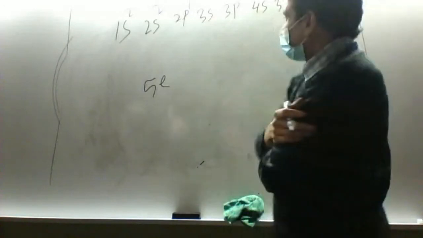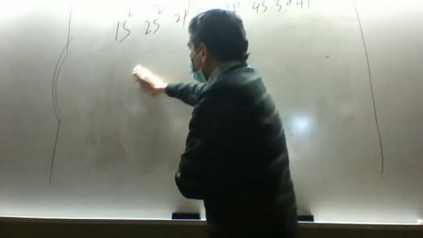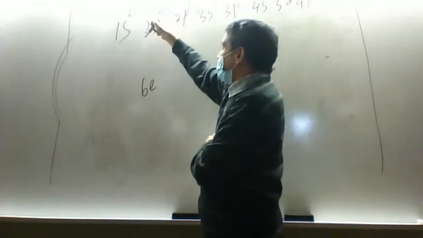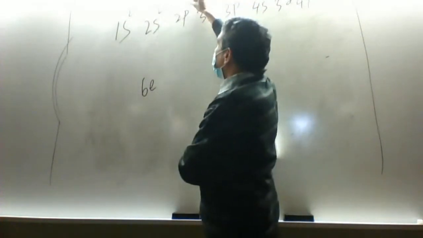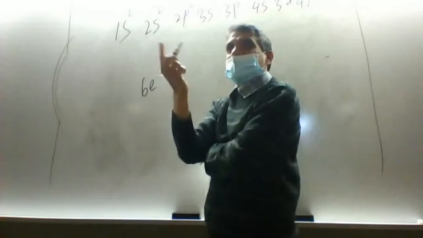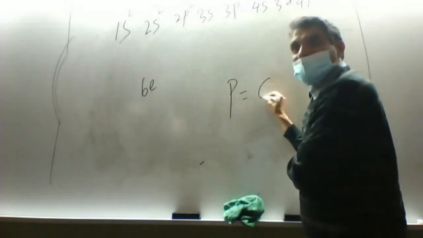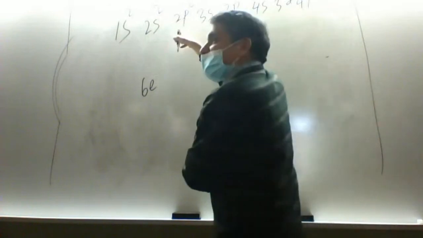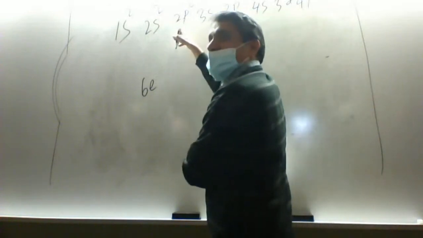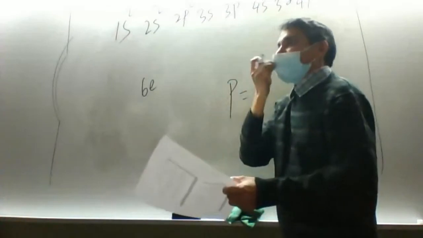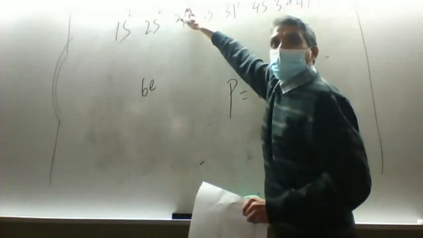Now, I have 6 electrons. Where should I put them? 2 I put there, 2 I put there, that's 4. Now I put 2 here, 6 electrons. Because for p electrons, I already told you, a p can have how many electrons? 6. Although we just see one p orbital, it has free seats: px, py, pz. So I can put up to 6 here.